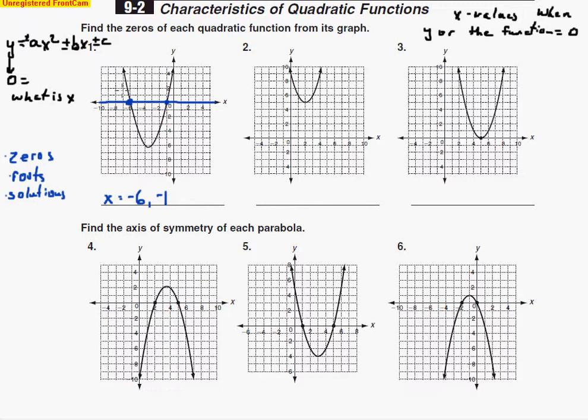In the previous one we had two answers because it crossed the x-axis at two different values. Over here, when y is 0, we're along the x-axis again. You're looking for where this parabola crosses the x-axis. Well, it doesn't. It does not cross the x-axis. And if it doesn't cross the x-axis, that means we have no solution.